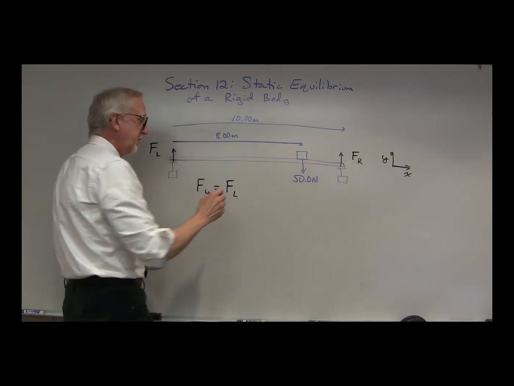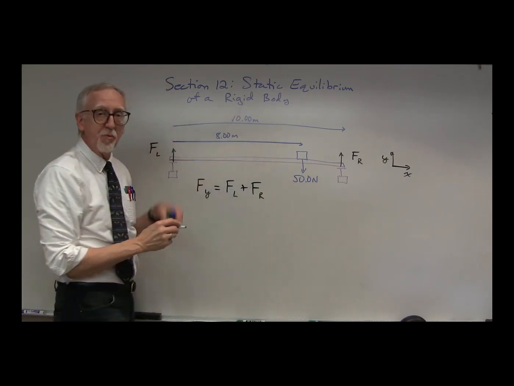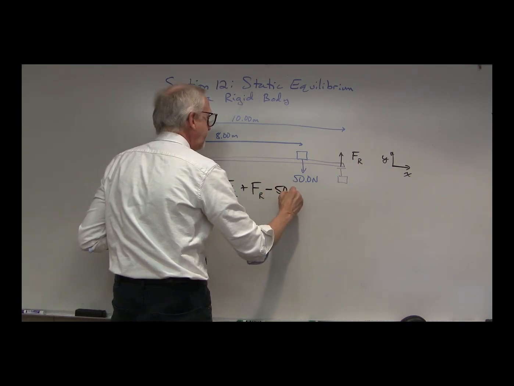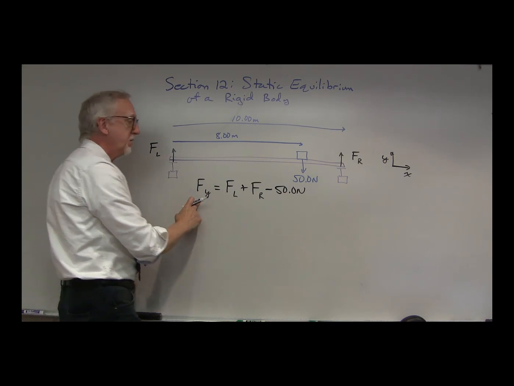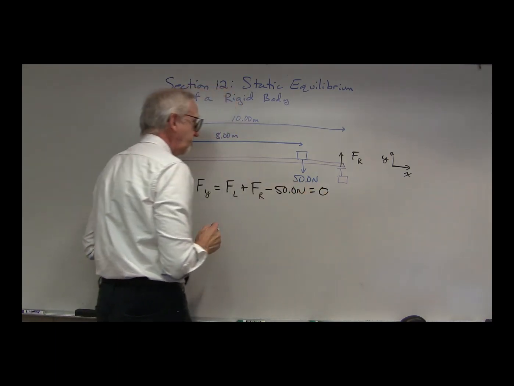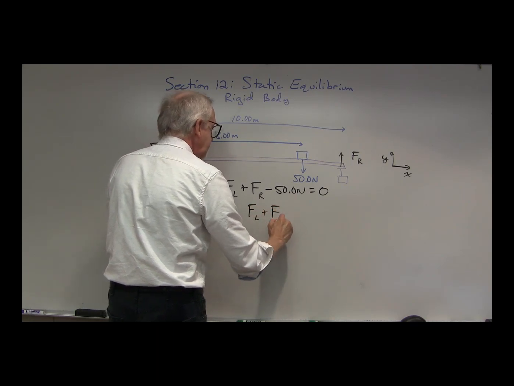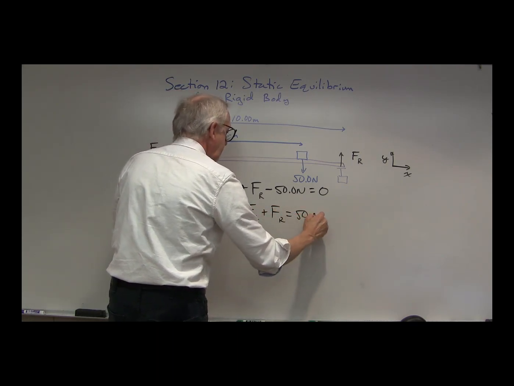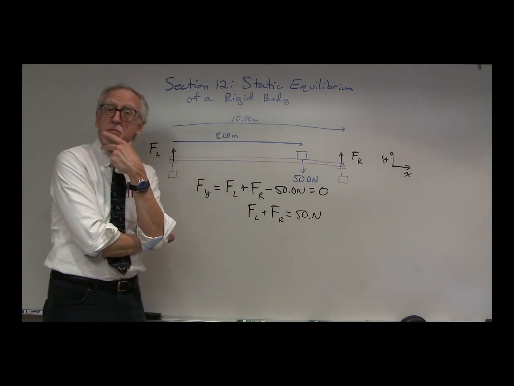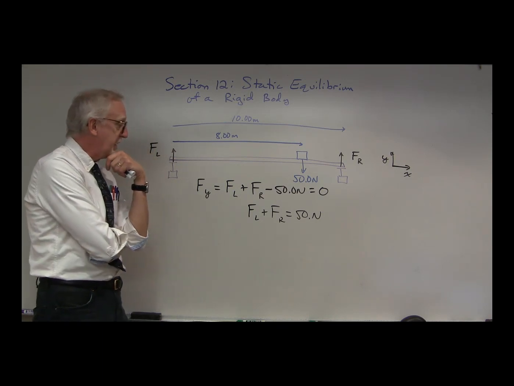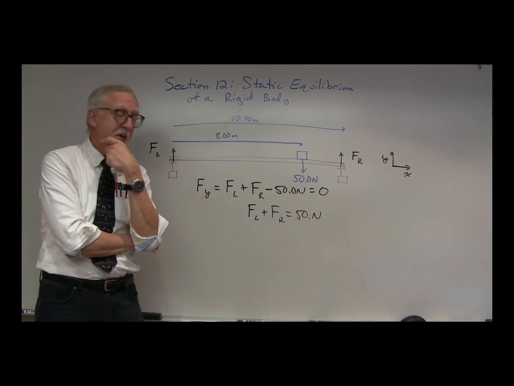FR is in the positive y direction. And then the 50 newtons is in the negative y direction, so minus 50 newtons. All of that is the total net force in the y direction, and we know that must equal zero. So bringing the 50 over there, we know that the sum of FL plus FR must be 50 newtons. But if that's all we knew at this point, we wouldn't be able to finish it. All we could say is that this force plus this force had to equal 50 newtons.